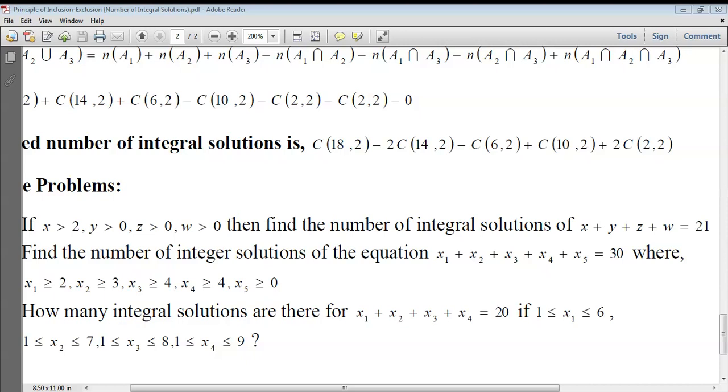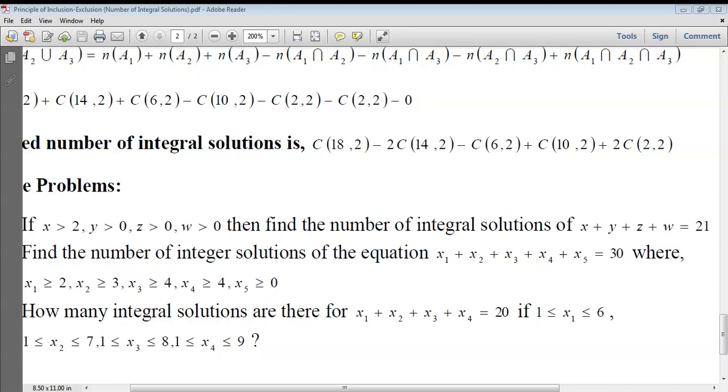Okay, so for the last question, the answer will be the number of solutions with the condition x1 between 1 and 6, x2 between 1 and 7, x3 between 1 and 8, x4 between 1 and 9, is equal to the number of solutions with the condition x1, x2, x3, x4 each greater than or equal to 1, minus the number with x1 more than 7, or x2 more than 8, or x3 more than 9, or x4 more than 10.